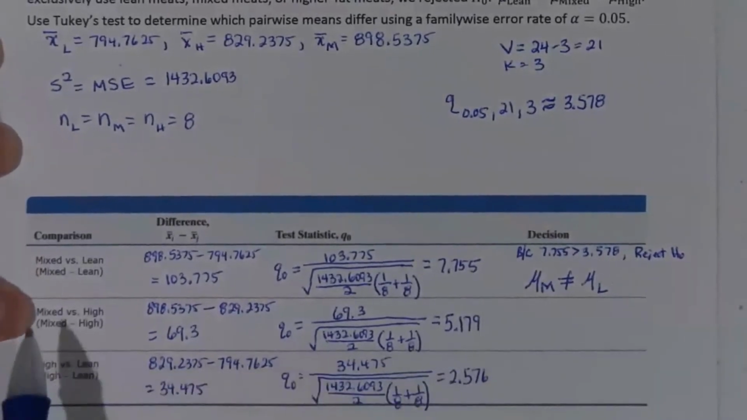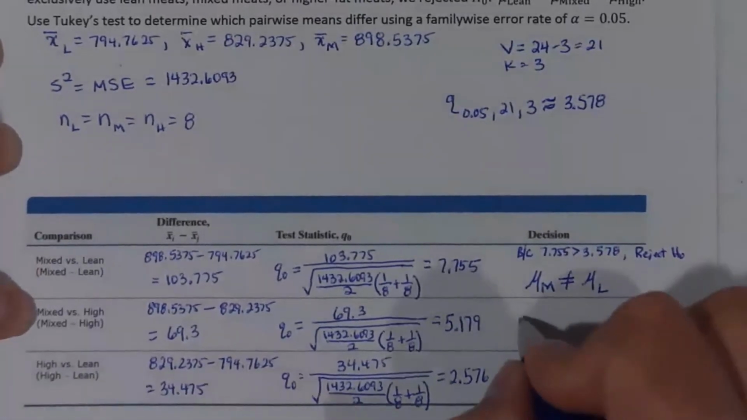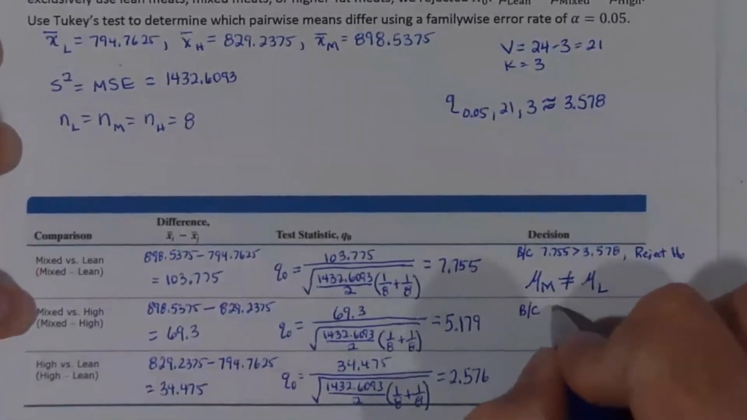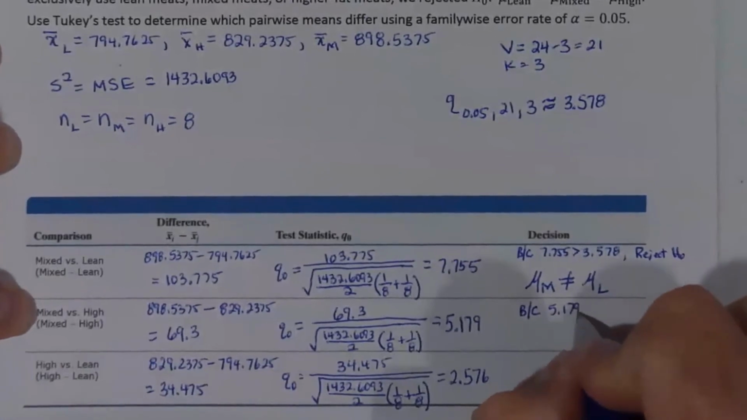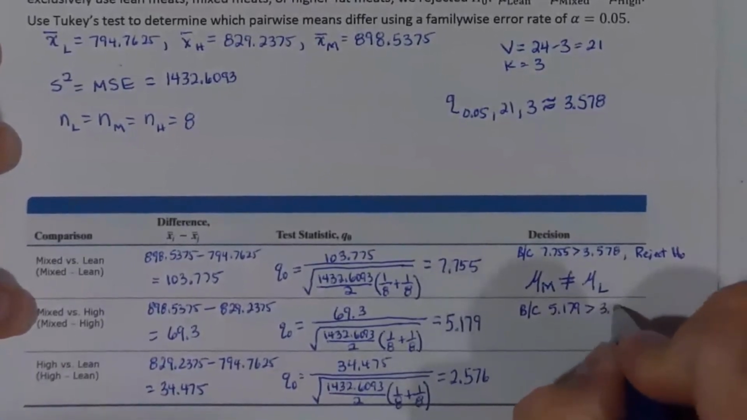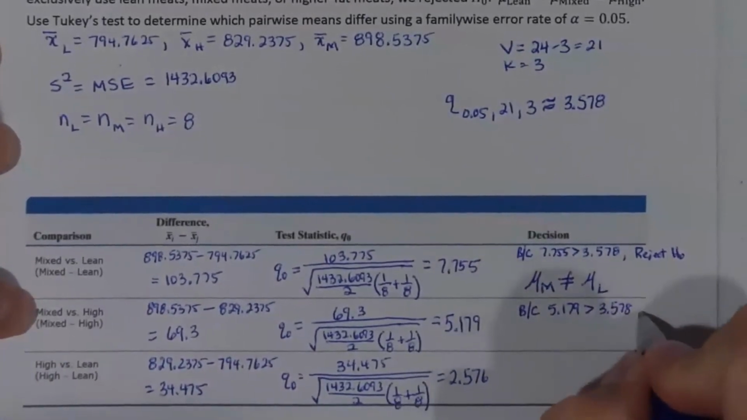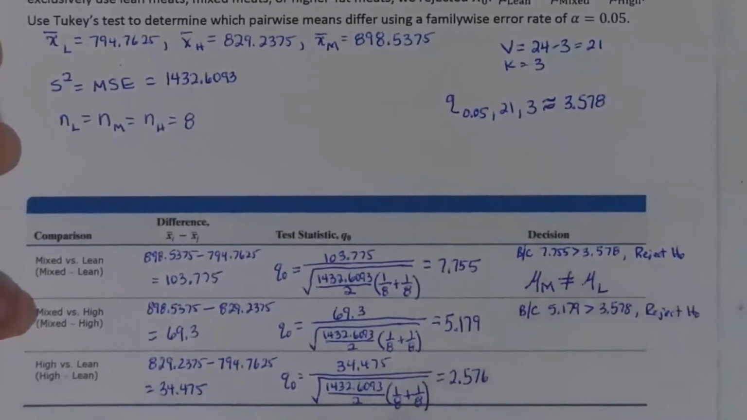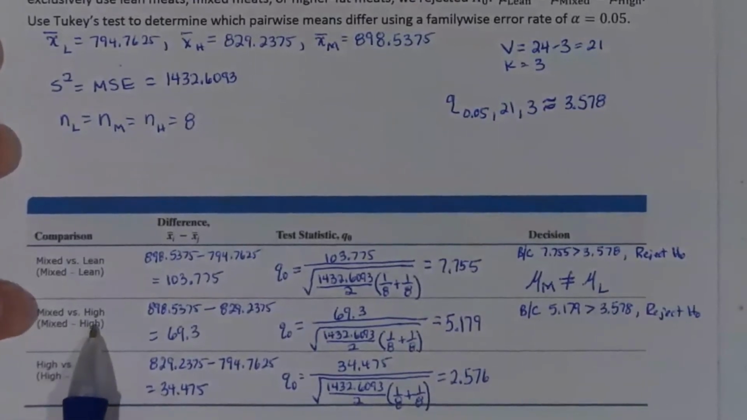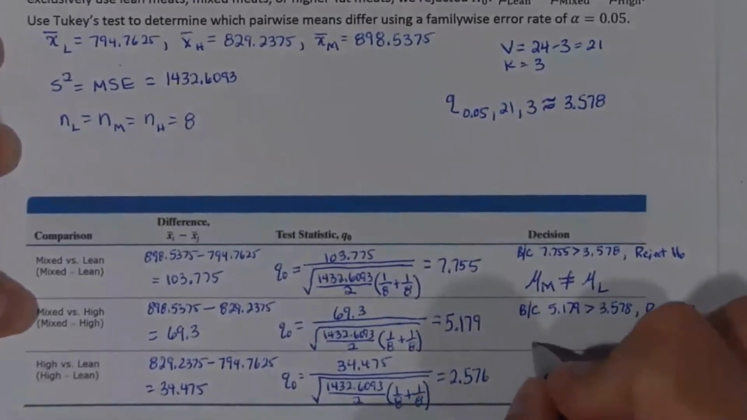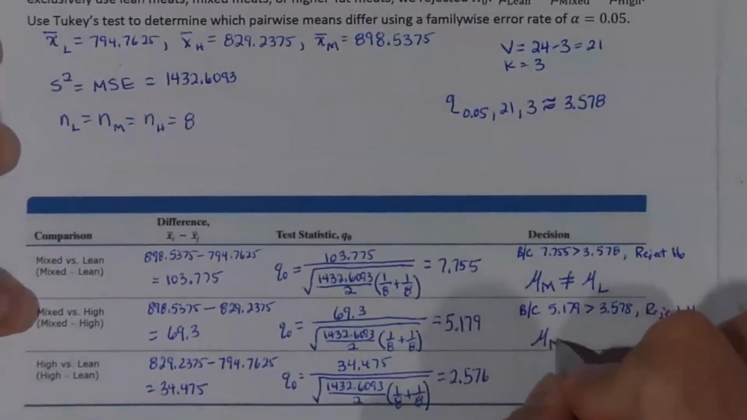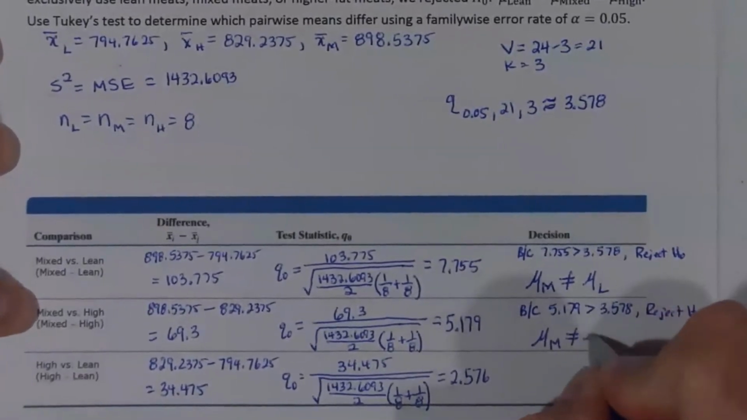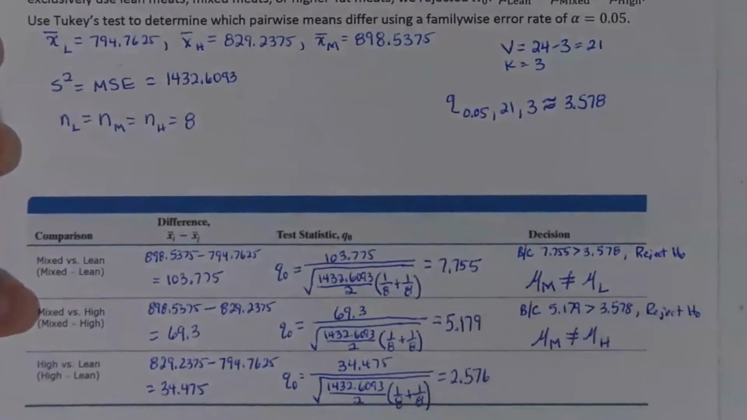Similarly, for mixed meat versus higher fat meat, because 5.179 is bigger than 3.578, we're going to reject the null hypothesis that the mean of mixed meats equals the mean of higher fat meats. So in other words, our conclusion is that the mean of mixed meats does not equal the mean of higher fat meats.